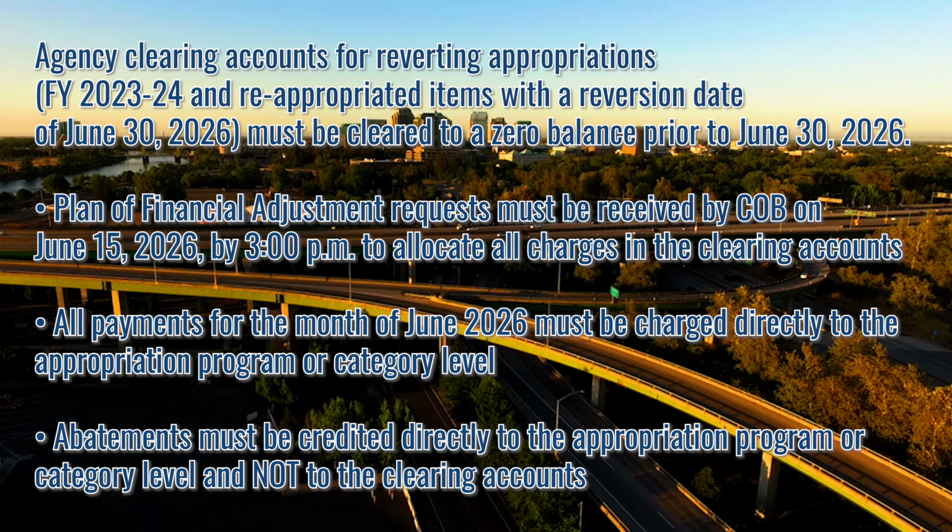Agency clearing accounts for reverting appropriations, which is fiscal year 23-24, and reappropriated items with a reversion date of June 30, 2026, must be cleared to a zero balance prior to June 30, 2026. Plan of financial adjustment requests must be received by close of business June 15, 2026 by 3 p.m. to allocate all charges in the clearing account. All payments for the month of June 2026 must be charged directly to the appropriation program or category level. Abatements must be credited directly to the appropriation program or category level and not to the clearing account.